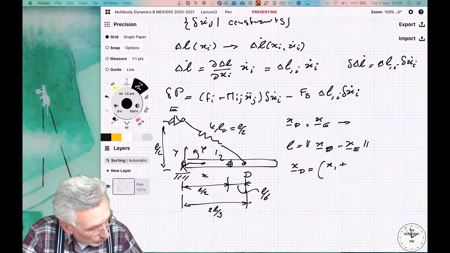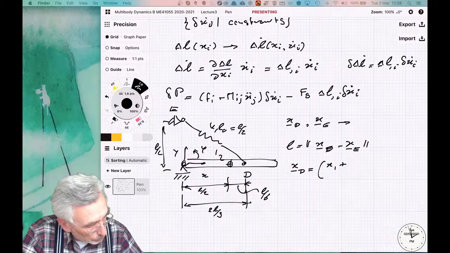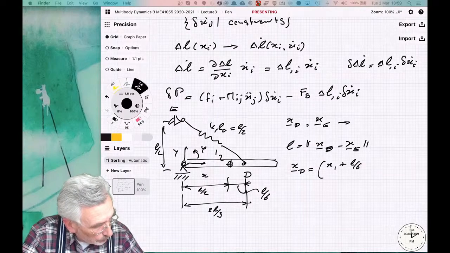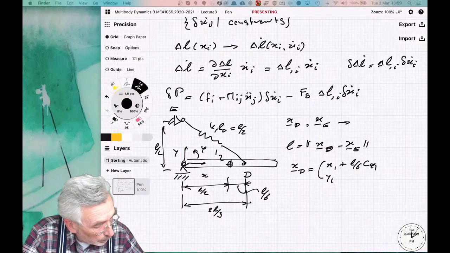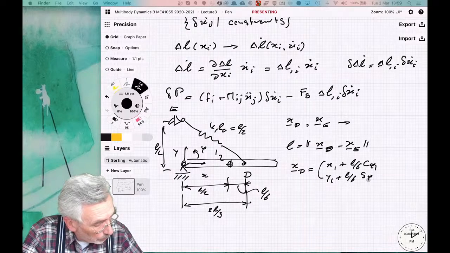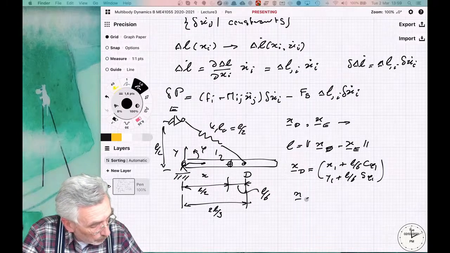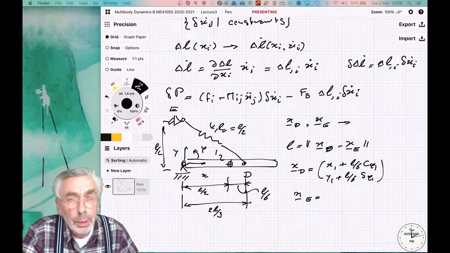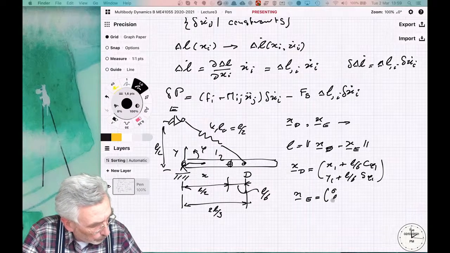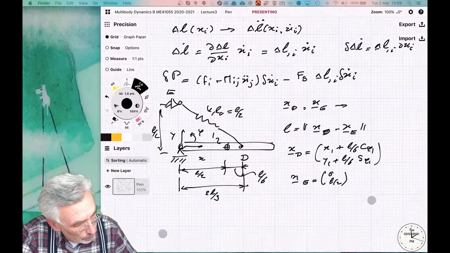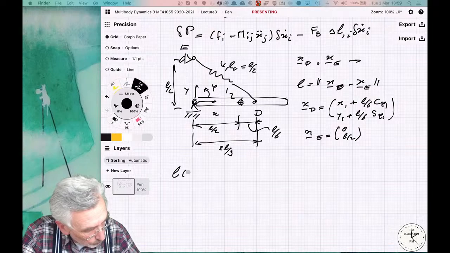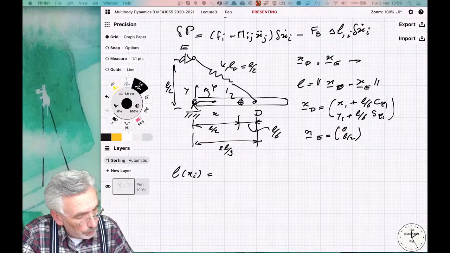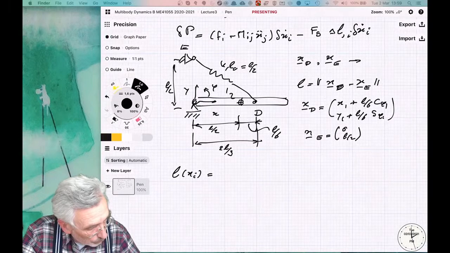So L over 6, that is the distance from the center of mass, plus L over 6 times the cosine of phi 1. That's the position of point D in x, and in y, likewise, sine phi 1. xe, in our case, is just a fixed point, with an x-coordinate of 0 and a y-coordinate of L over 2. Then if we calculate the length, and on purpose I say, watch it, it's a function of all these coordinates. Then we take the square root.